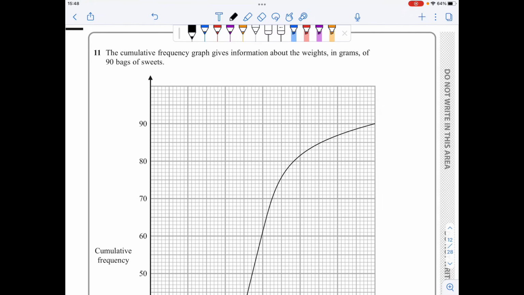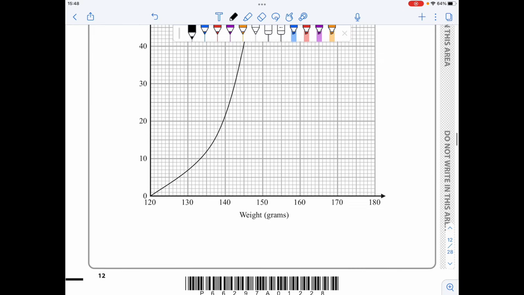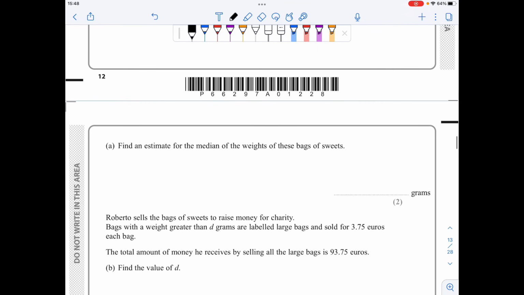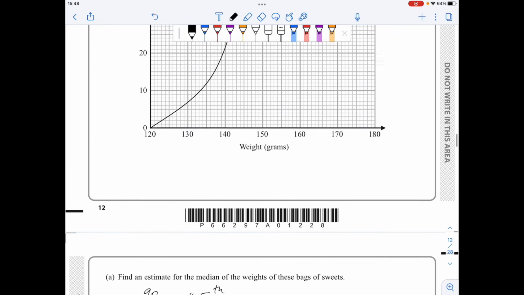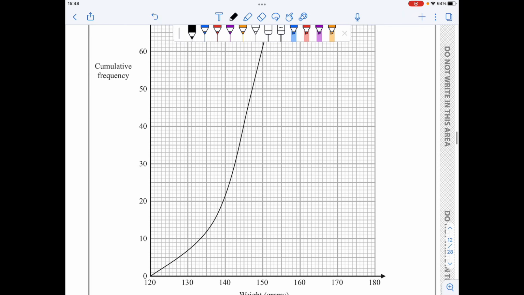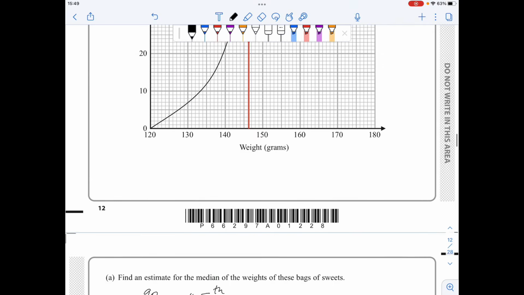In question 11, I have this cumulative frequency graph, and in part A, I need to find the median. So 90, which is the total, divided by 2 gives me 45. So I need the 45th observation. So I'll go to my graph, go on the vertical axis, locate 45, and then read the corresponding x coordinate. So the answer to part A is 146.